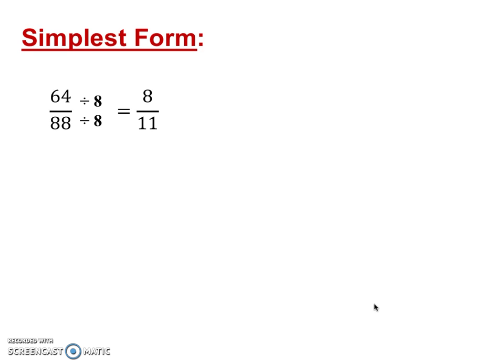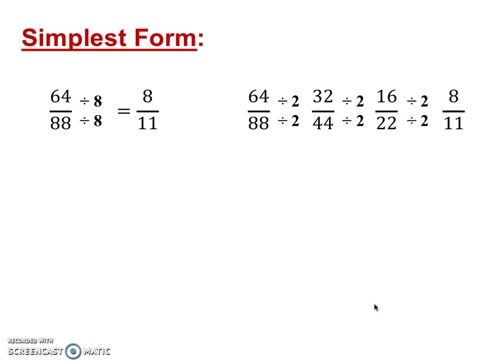I, on the other hand, when I have even numbers, I just like to keep dividing by 2. 64 divided by 2 and 88 divided by 2 gives me 32/44ths. They're both still even. I can still divide it by 2 on both top and bottom. And now I get 16/22. Still two even numbers, so if I divide by 2 again, I get 8/11ths. 11 is no longer an even number, and the only factors of 11 are 1 and 11, so I am done.